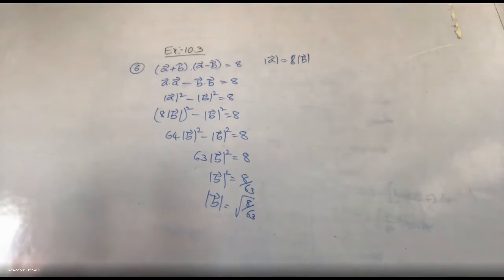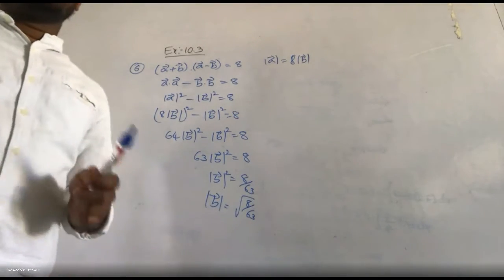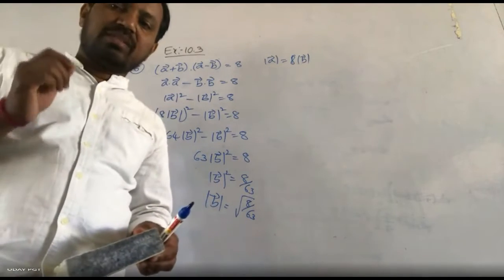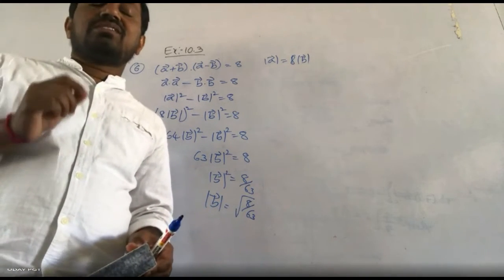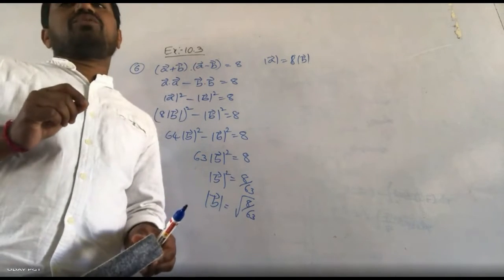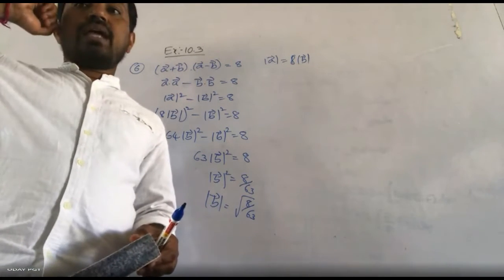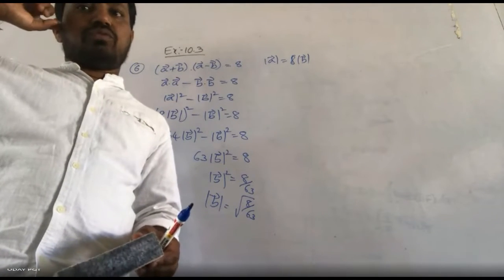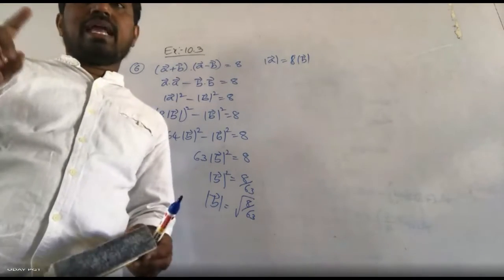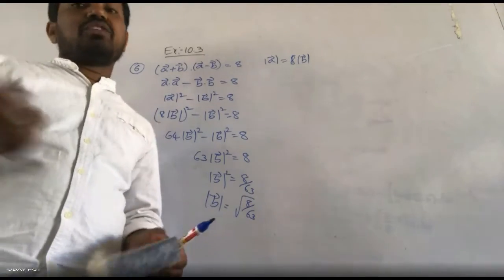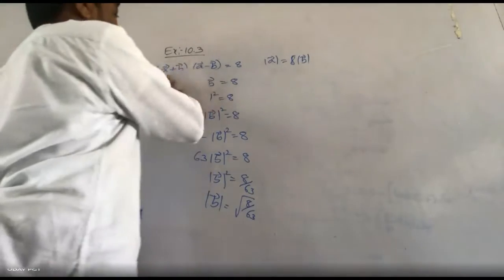So the eighth question is given to you: find the magnitude of the two vectors A bar and B bar having the same magnitude, such that the angle between them is theta equals 60 degrees. Then cos theta, cos 60 degrees, is 1 by 2. Their scalar product is given as 1 by 2, and you are asked to find the magnitude of the two vectors. Can you do it?